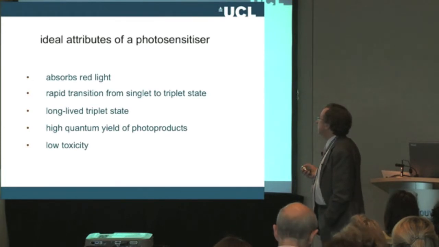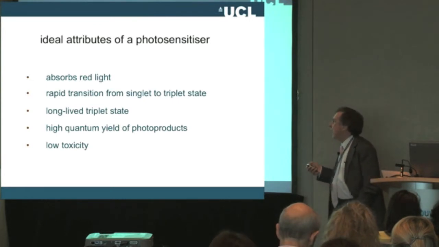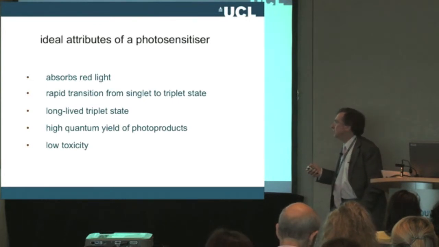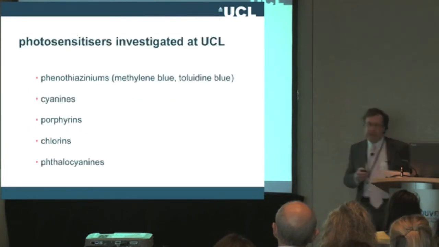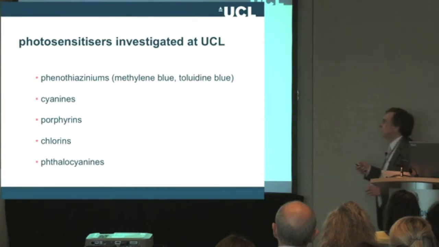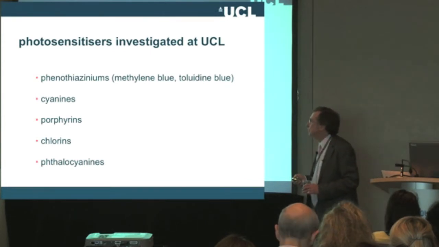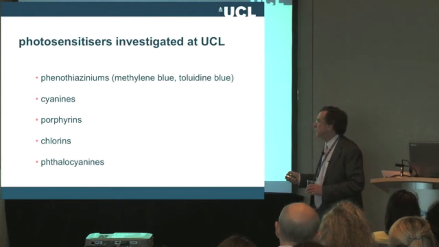There must be a rapid transition from the singlet to the triplet state, a long-lived triplet state, a high quantum yield of photoproducts, and obviously it must be of low toxicity. And the photosensitizers we've investigated at UCL, we've looked at a wide range of photosensitizers. We've concentrated mainly on the phenothiaziniums, i.e. methylene blue and toluidine blue. We've also worked on cyanins, porphyrins, chlorins, and phthalocyanins to some extent.